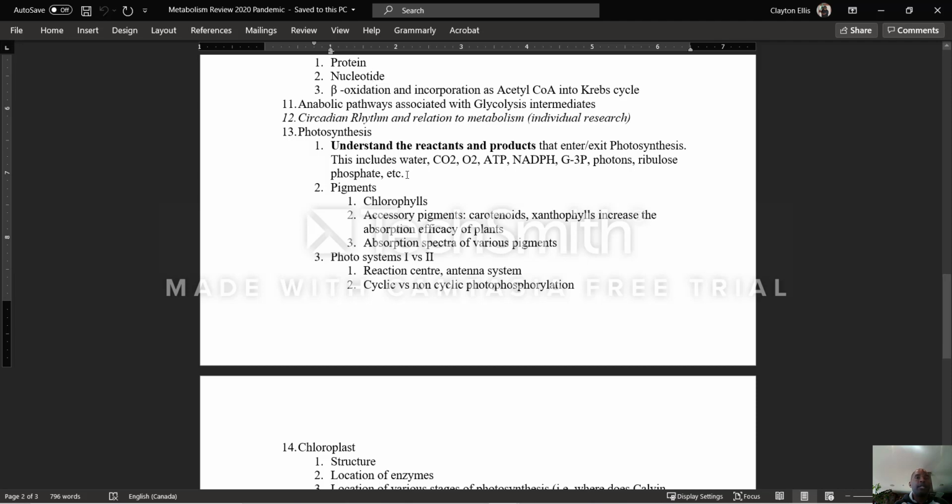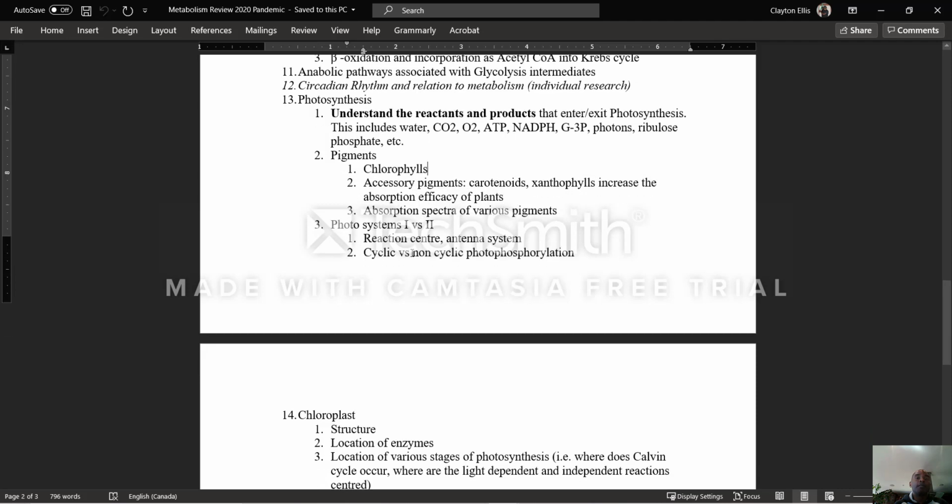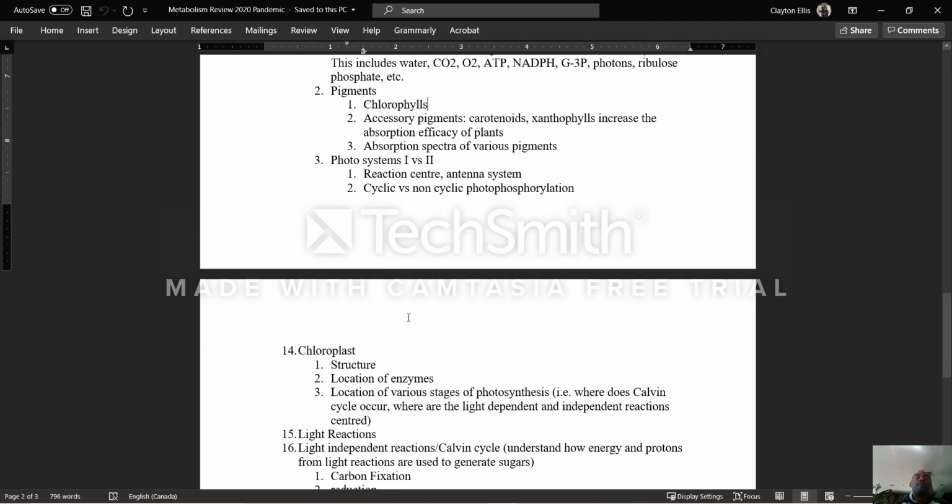However, on the poster, I could ask you to show me where the light reaction occurs. Where does the dark reaction occur? How does carbon dioxide come in? How is it used? How is oxygen liberated? How does it leave? And questions like that. You should be familiar with the pigments, the photosystem, and the chloroplast structure.